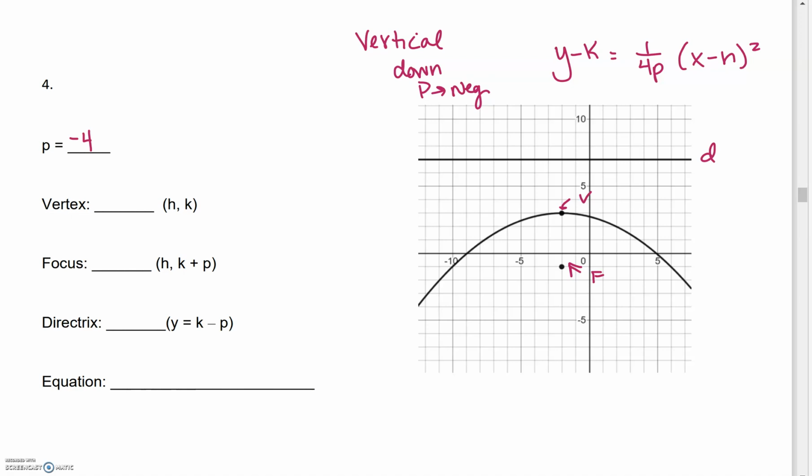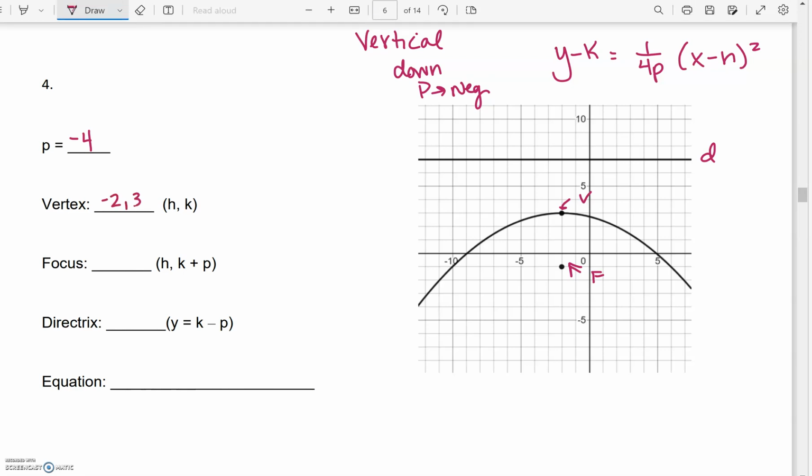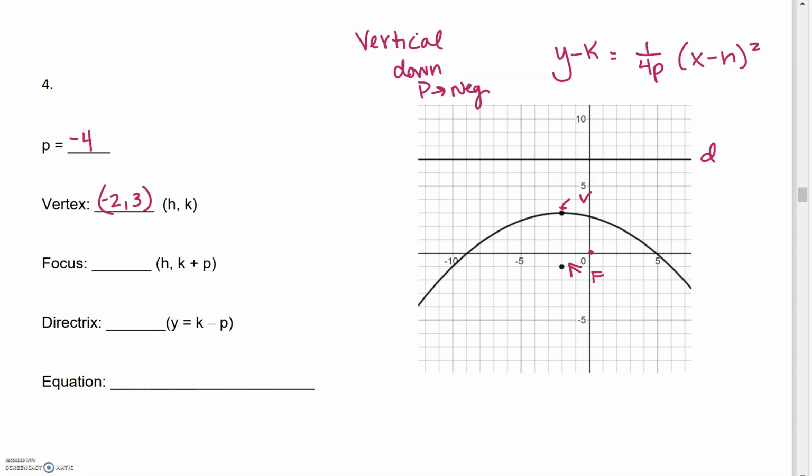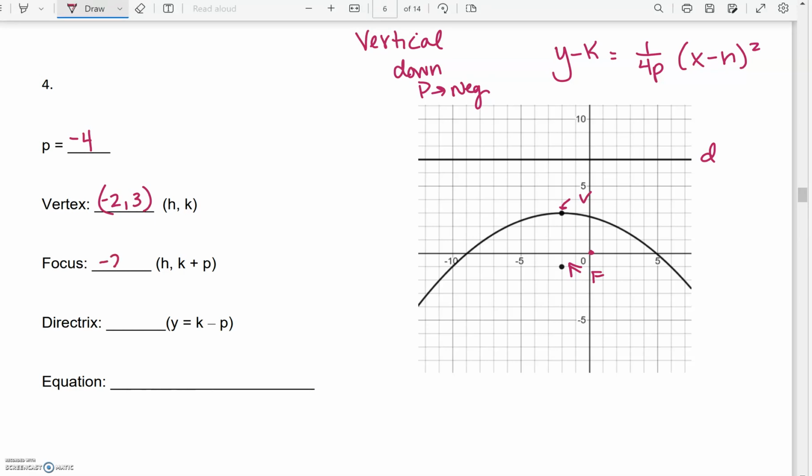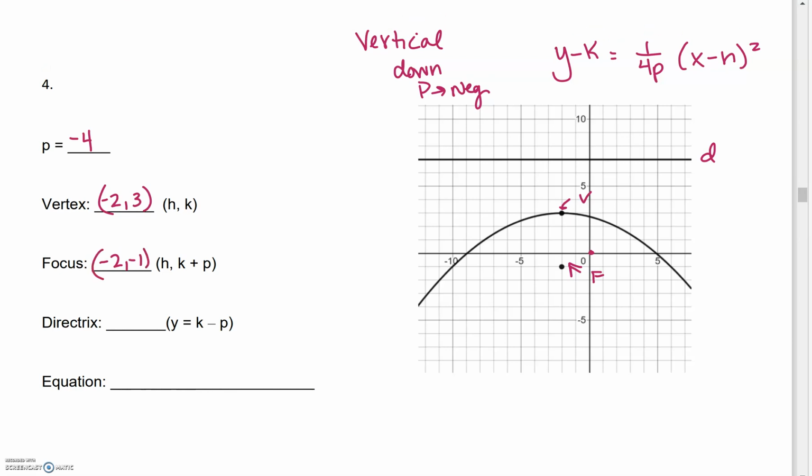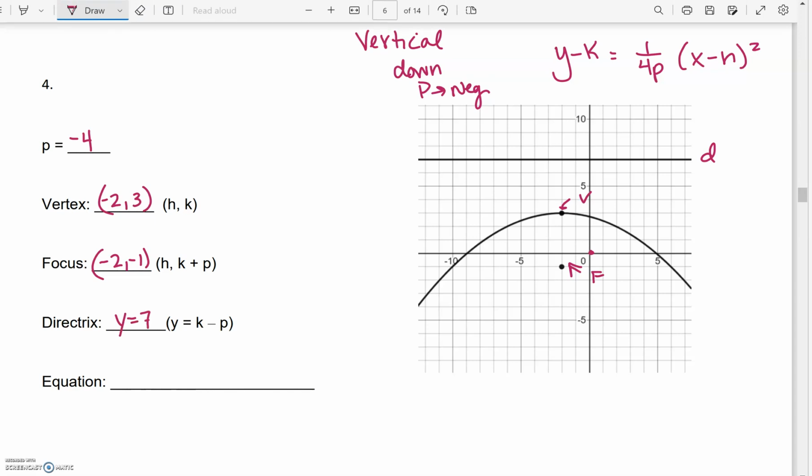And then our vertex right there, vertex, and again, focus, and again, directrix. So vertex is at -2, 3. Had to get my, there we are, there's the 0, 0, the origin. And our focus here is at -2, -1. Our directrix is up here at 7, so y equals 7.